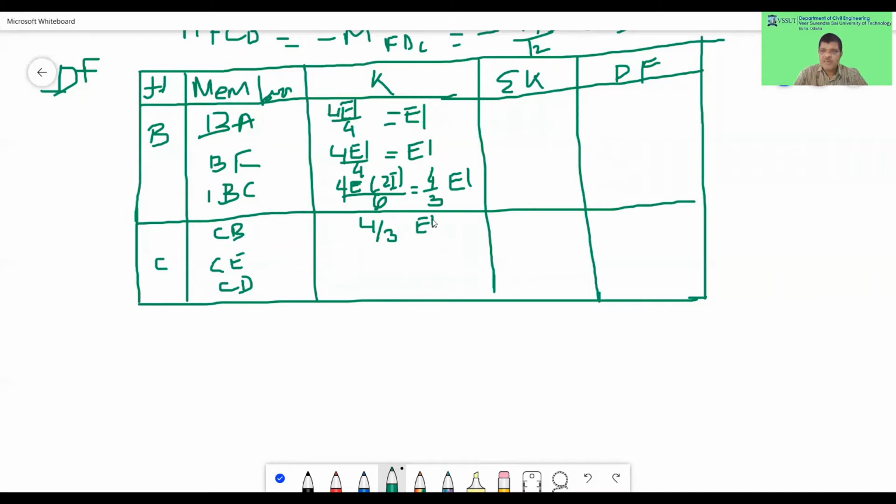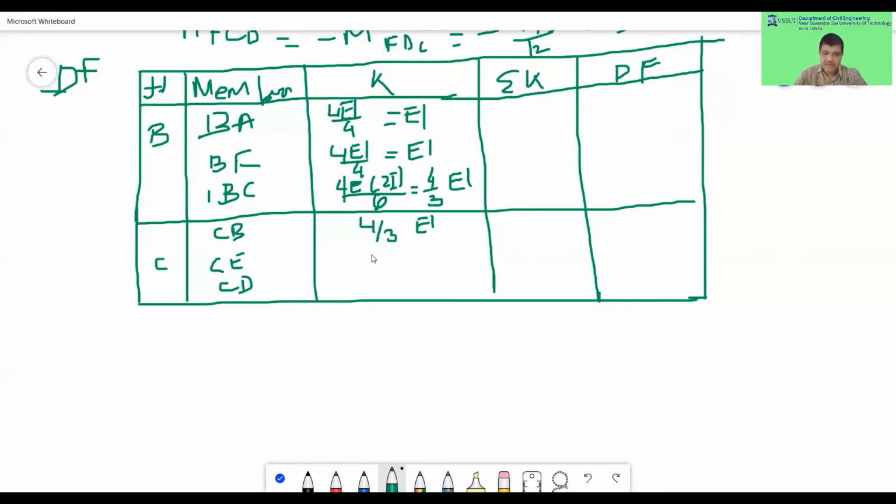The point of discussion is that you should always take the moment of inertia values properly. If there is a different moment of inertia, it must be incorporated here in the member stiffness. This is the only option available where you can incorporate the I values. If you do not incorporate it here, the solution becomes difficult and will not be the correct solution.